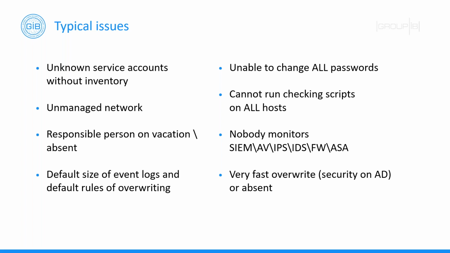And the last typical issue is the default size of event logs. As I said, the size of event logs on all Windows operating systems is not enough at all for the incident response process, because they are overwritten very fast. And usually you cannot find the initial vector of attack, the first infection, how it was infected, with what utilities, and so on.